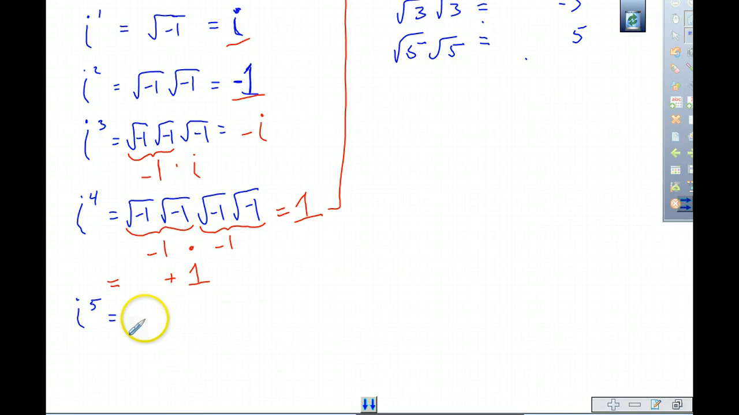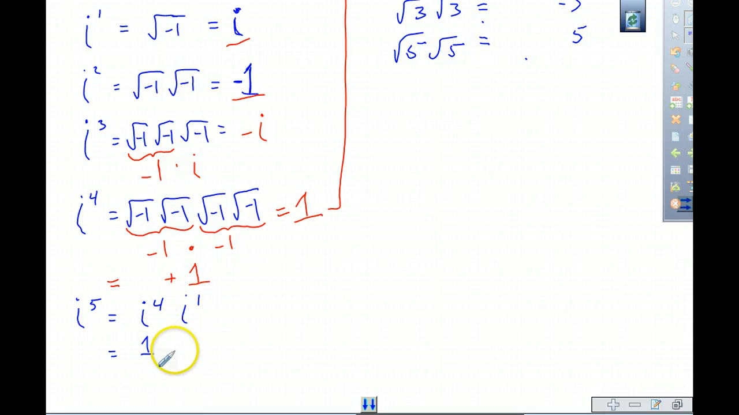You get, well, there's 4 i's, right? 1 times 1. So we know we can kind of write like this. We know this is going to be i to the 4th times... If we have 5 total, that's like 4 i's and 1 more i. What is i to the 4th equal? 1. Yeah, we found out that's 1.